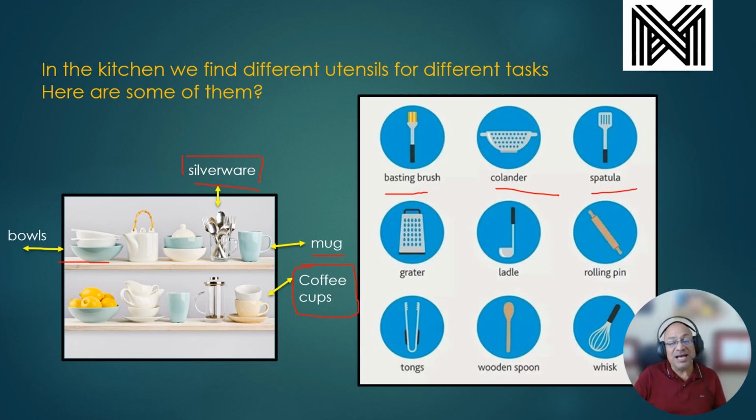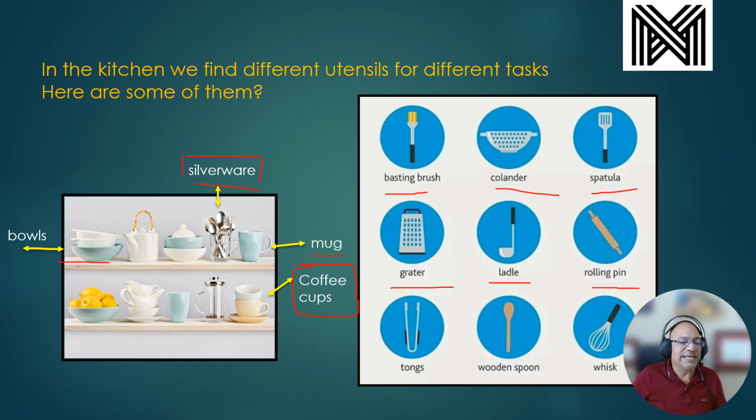Then we have a spatula. When I'm fixing an omelette for myself and my family, I use a spatula to pick up the omelette and put it onto my plate. Then we have the grater, which I use to grate the cheese. I can grate different vegetables also. Then we have the ladle. We use the ladle to scoop the soup so we can put it in our bowl. Ladle.